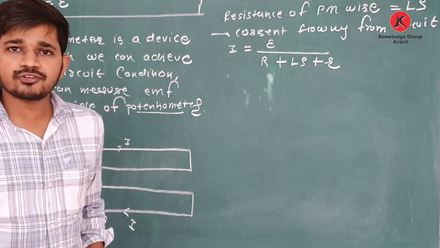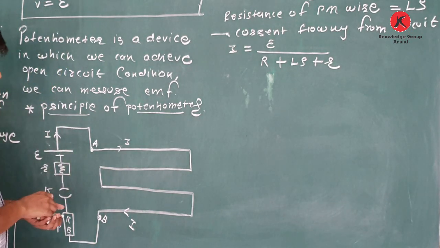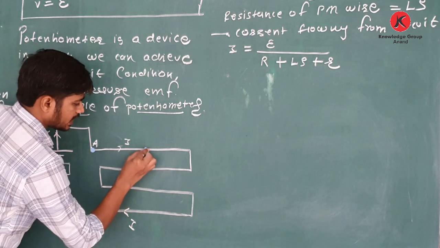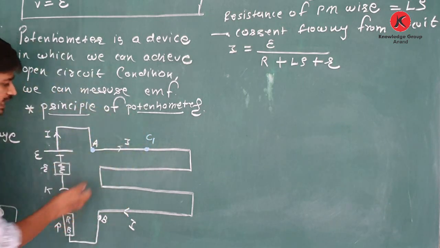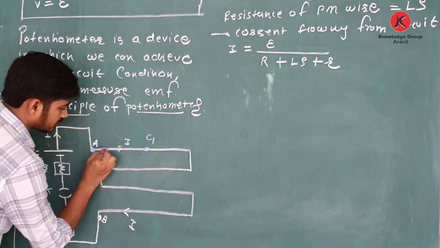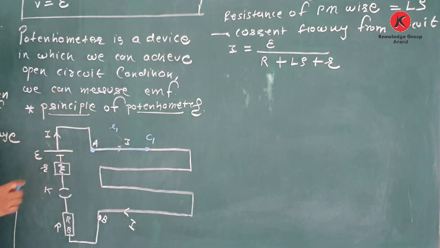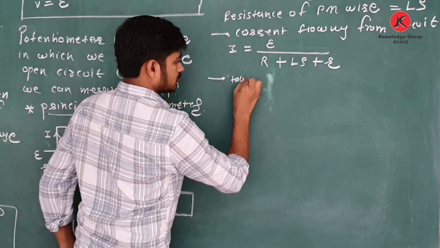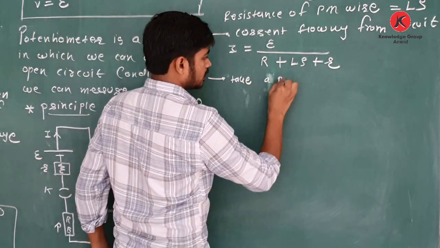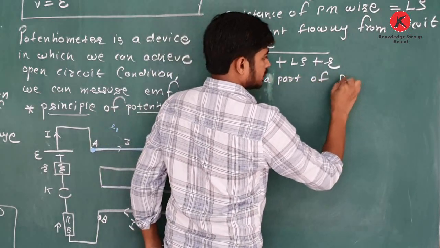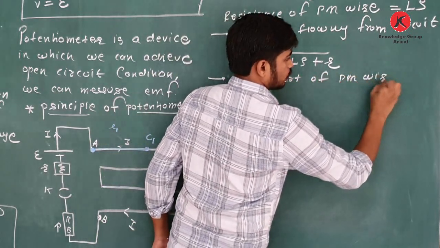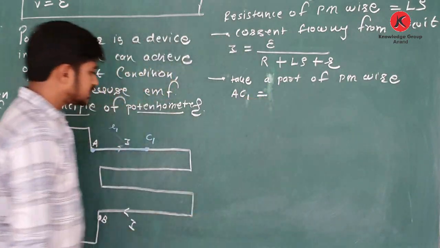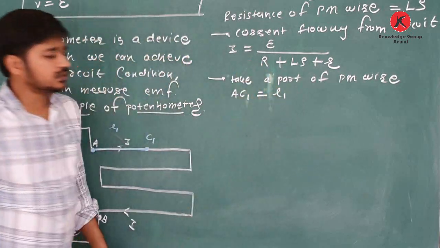Now, I am taking 2 points on the potentiometer wire. For example, the points are A and, let here it be, C1. And let this length be L1. Clear about this? Okay, so take a part of the potentiometer wire, having length AC1 equal to L1.